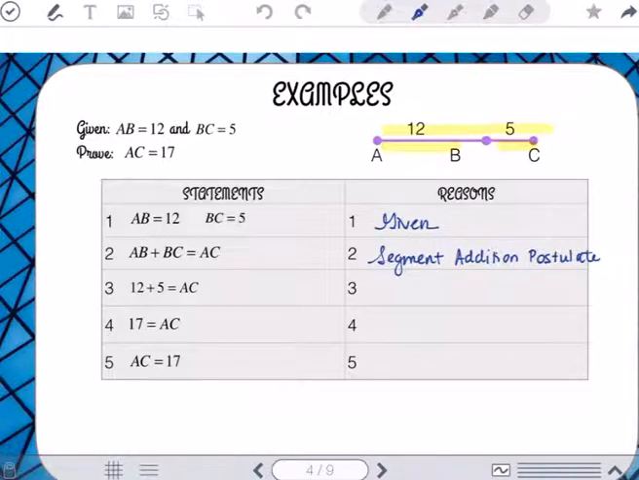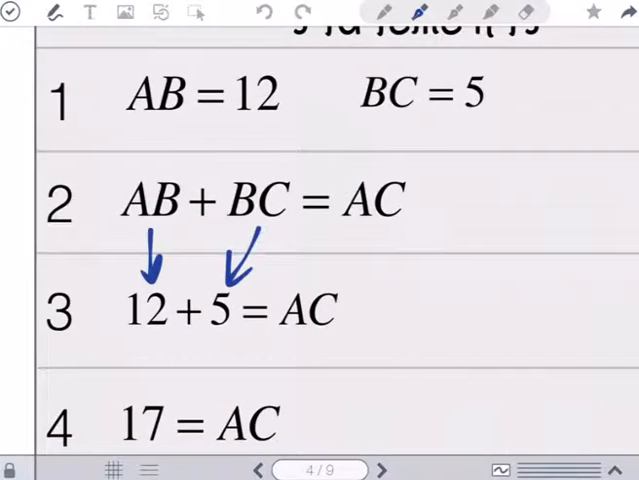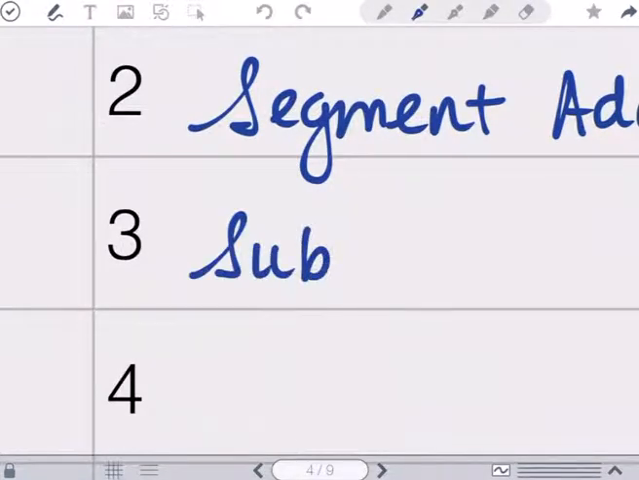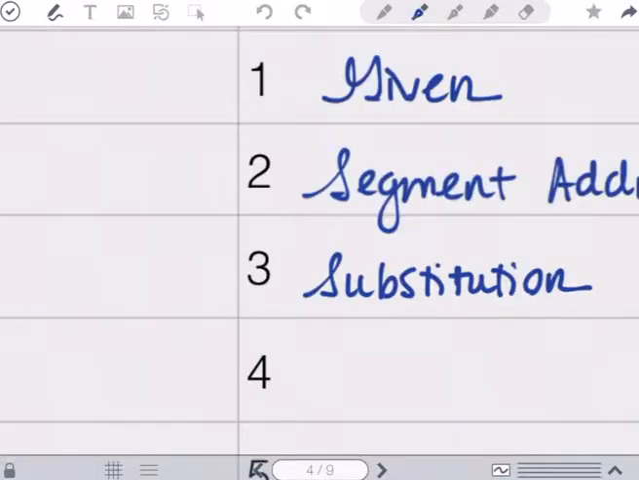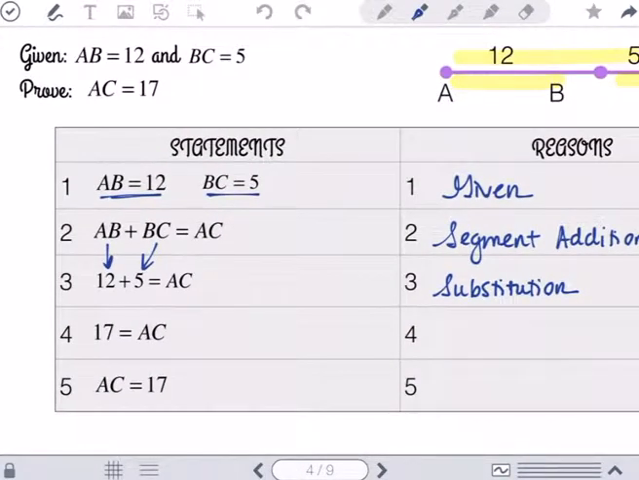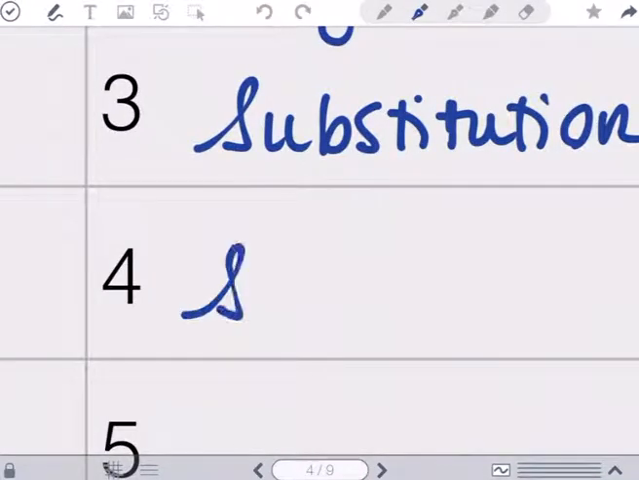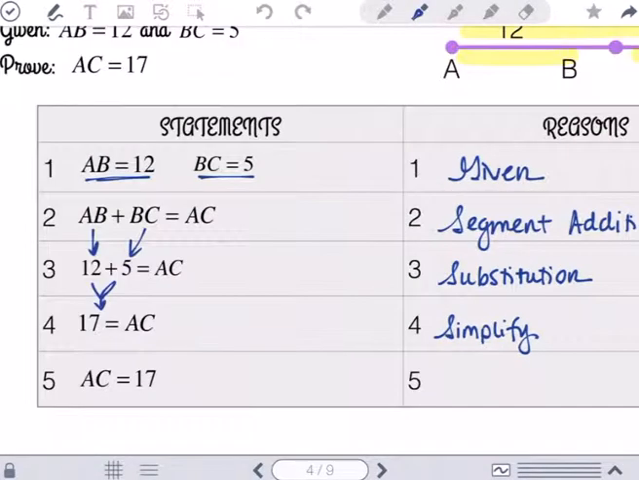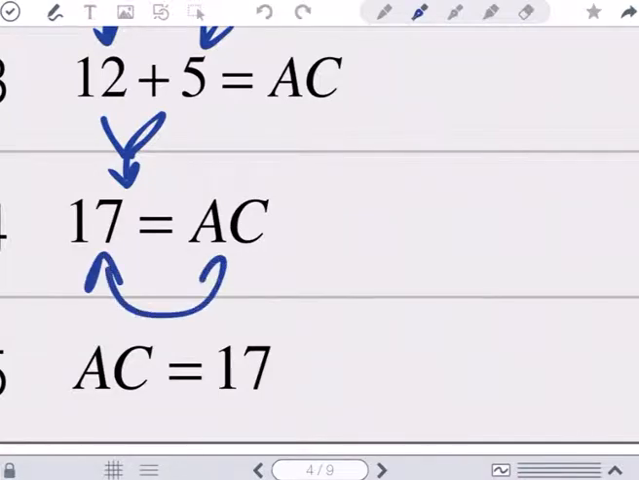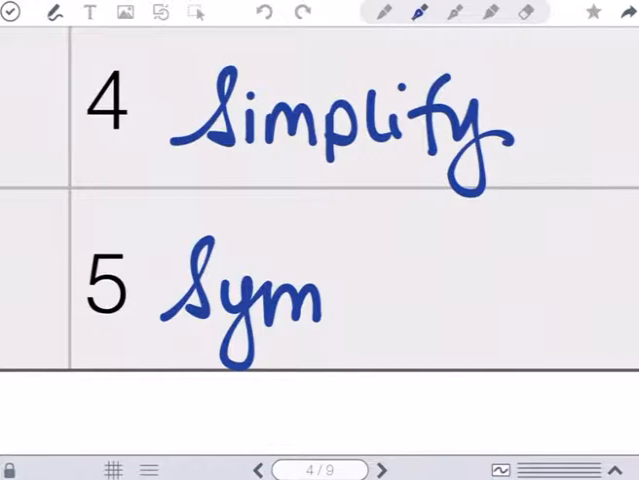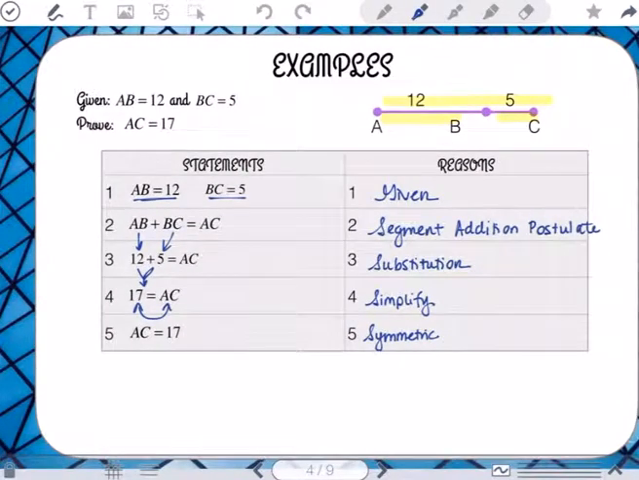All right. Then if you look at this one, AB has changed from 12 and BC has changed from 5. Well, if you look at statement 1, it told you that AB was 12 and BC was 5. So this is known as substitution. All right. For step 4, you'll notice that they added 12 and 5 to get 17. So this is simplify or combining like terms. And then for the last step, you'll just notice that they switched 17 and AC. So this is going to be symmetric. So our given is always first, then segment addition. Then we're going to be substituting what lengths we know, simplifying by adding 12 and 5, and then symmetric with putting AC on the left-hand side.